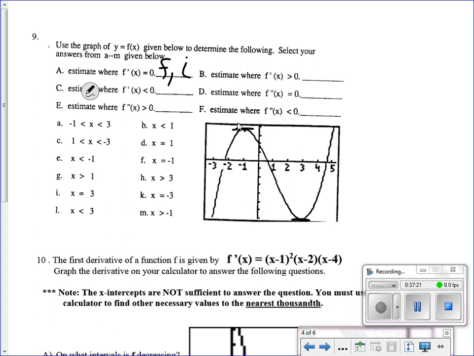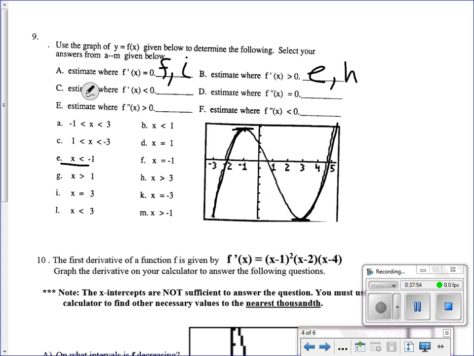Okay, we'll go over to B. If the first derivative is positive, that's when your function is increasing. So your function's increasing over here. So from negative infinity up to negative 1, or when x is less than negative 1, that's E. And it's also increasing over here when x is greater than 3, which is H.